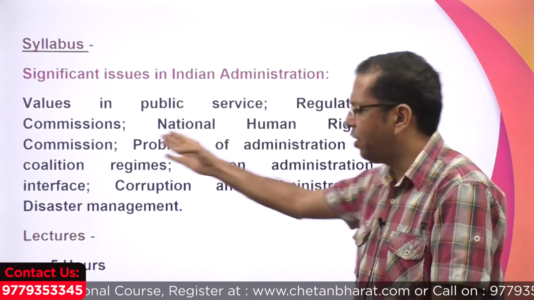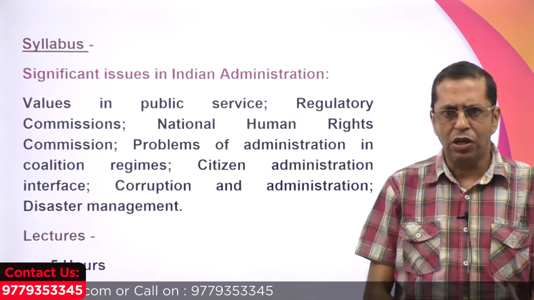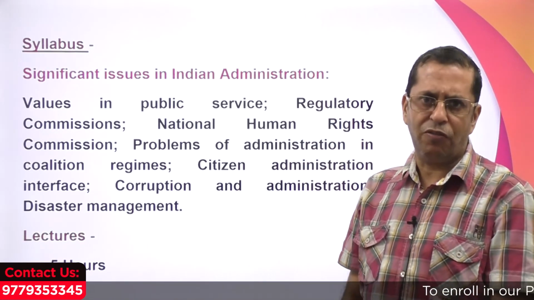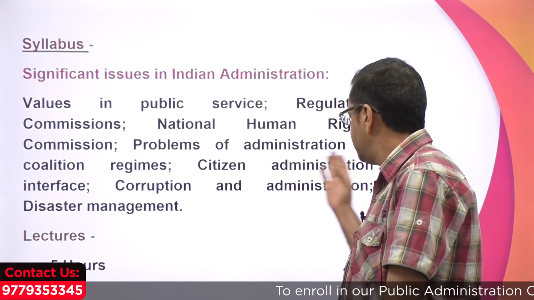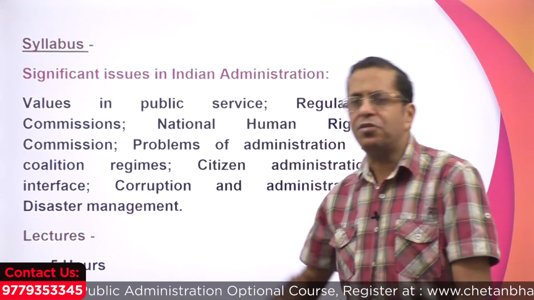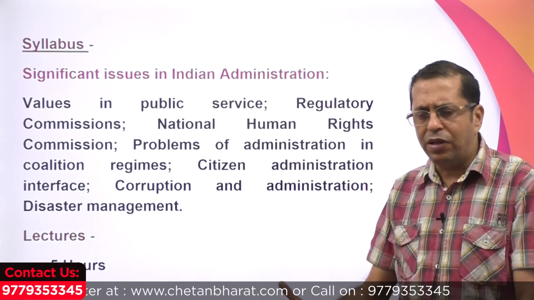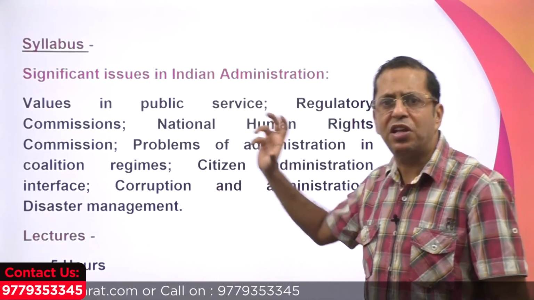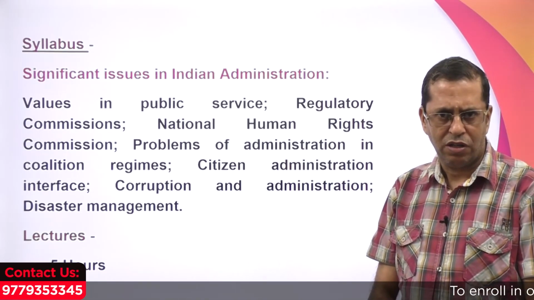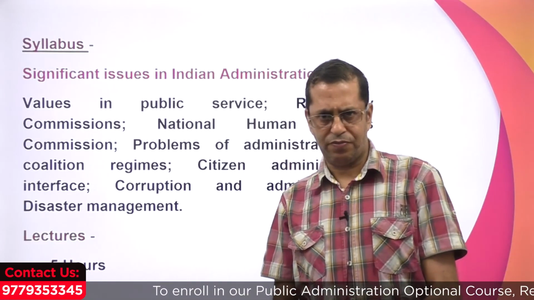Then the National Human Rights Commission. Then problems of administration in a coalition regime; a coalition government is when no single party gets a majority on its own. Then citizen-administration interface, corruption and administration, and disaster management. This is a dynamic area. Invariably you will find something new added in this unit, a new issue. We will be covering this unit in 5 lectures.